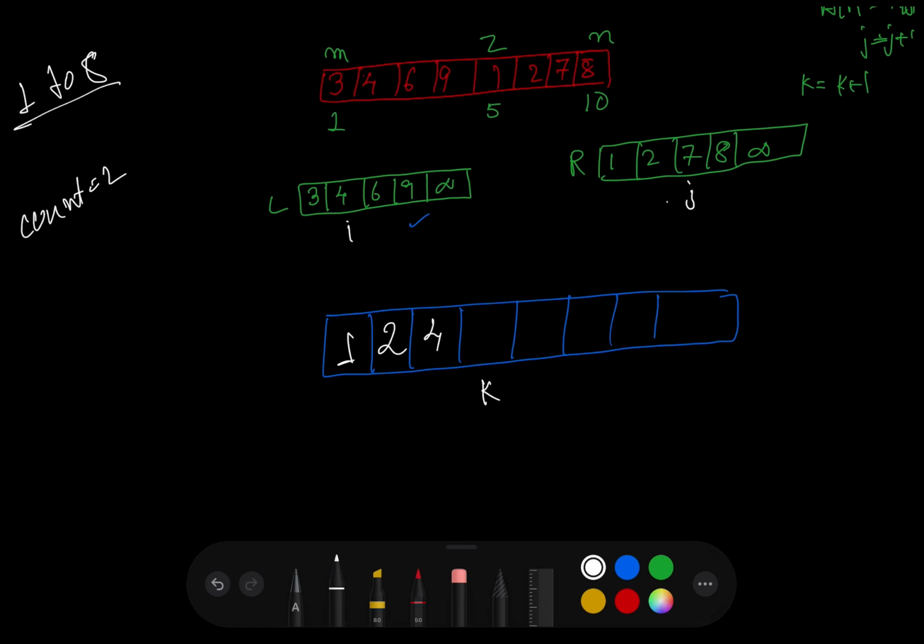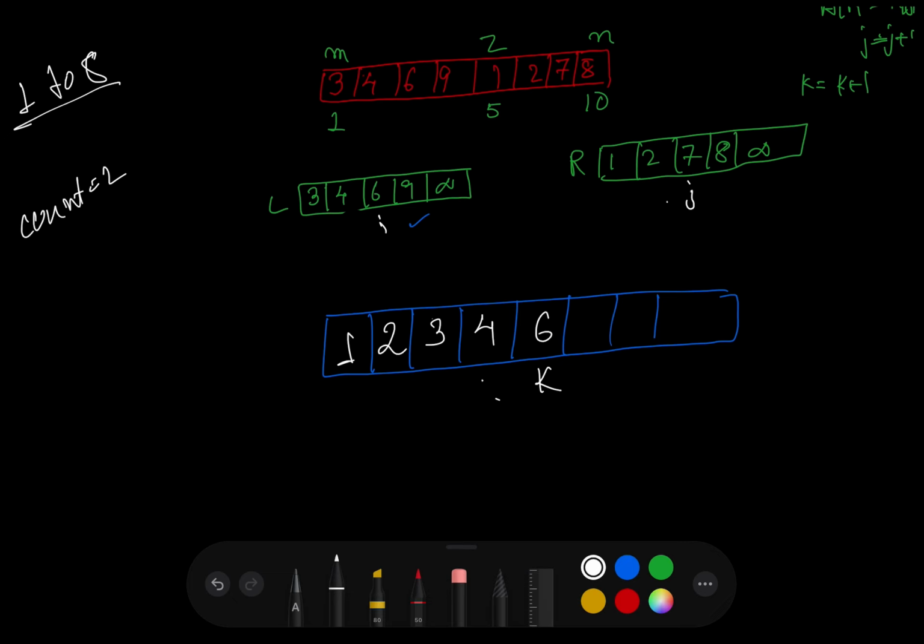3 and 4. Wait, so this one is 2. Okay, fine. This one is 3 because 3 and 7 will get compared. Now 4 and 7 get compared. 4 comes down to here. Now K and I get incremented. Now K comes down to here. I gets this. 4, 6 and 7. 6 comes down to this place.